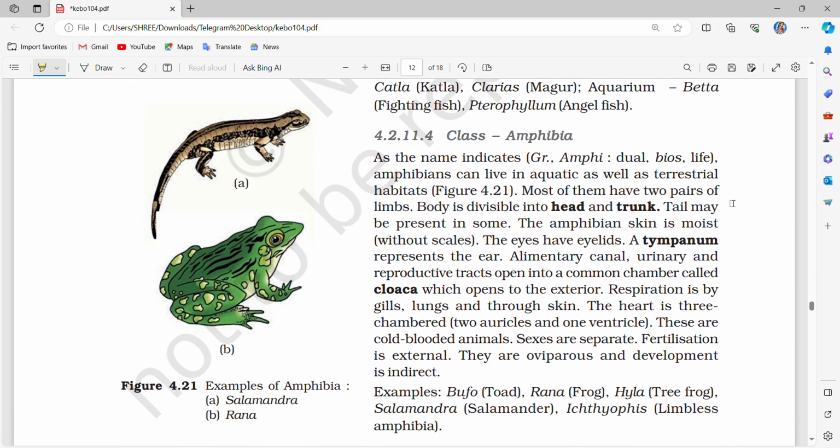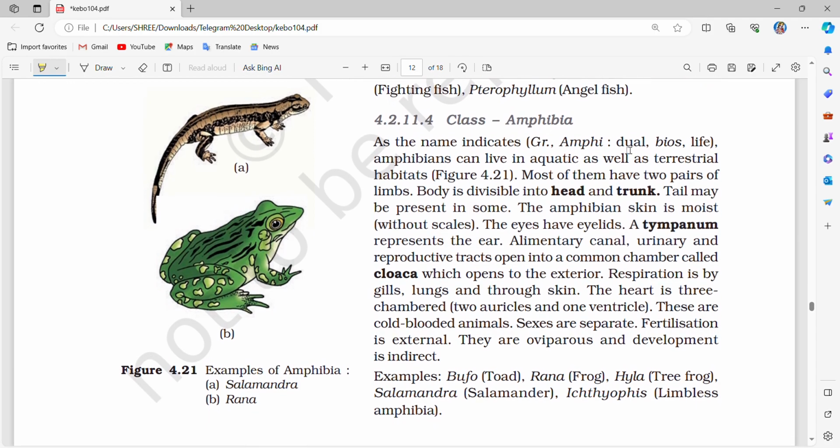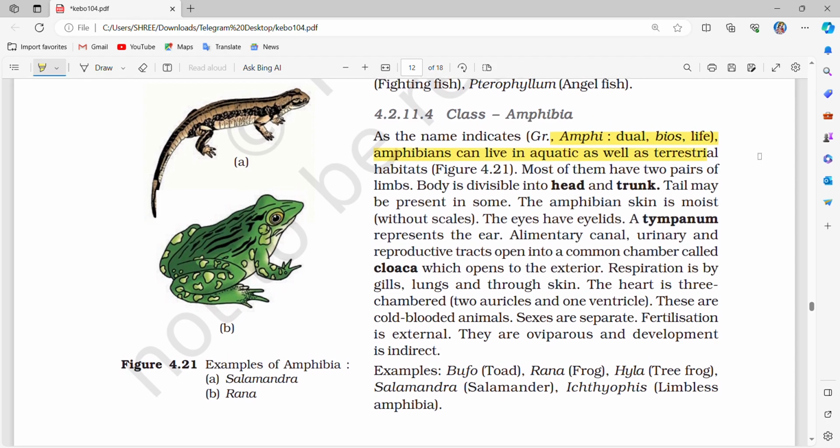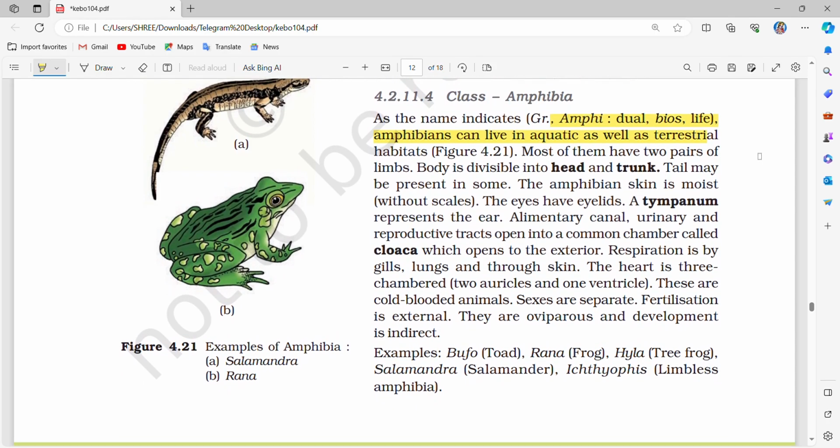4.2.11.4 Class Amphibia. As the name indicates, Gr. amphi, dual, bios, life, amphibians can live in aquatic as well as terrestrial habitats, Figure 4.21. Most of them have 2 pairs of limbs. Body is divisible into head and trunk. Tail may be present in some.